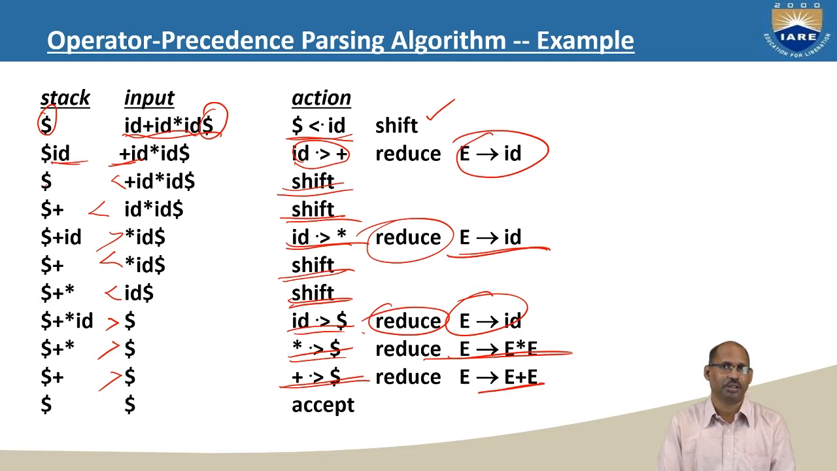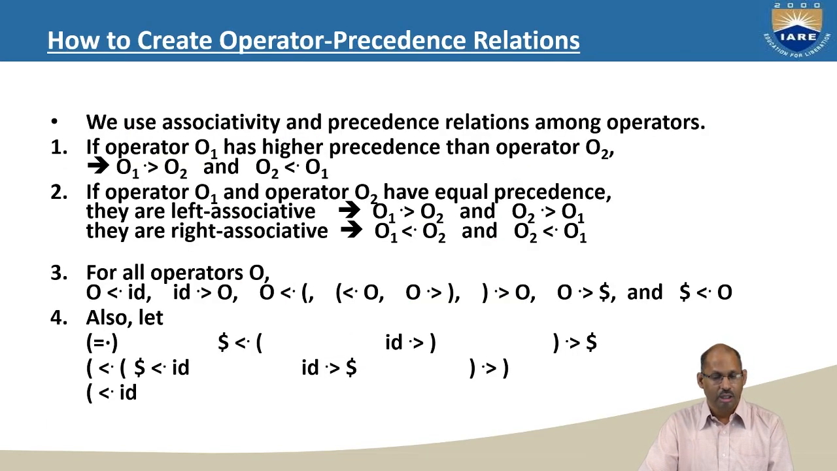be accepted. So here we are parsing the input string using the operator-precedence parsing method, using the concepts of shift, reduce and accept. Here these are all the rules for finding the precedence relations between all the different types of symbols.